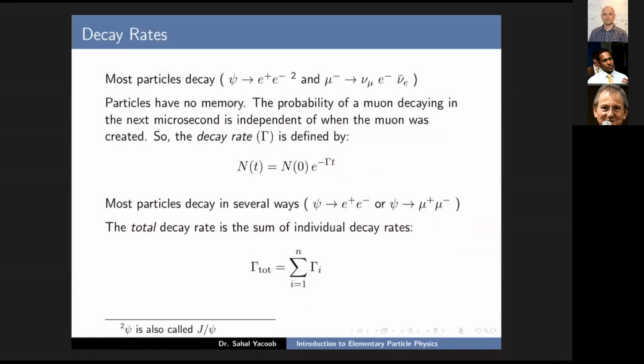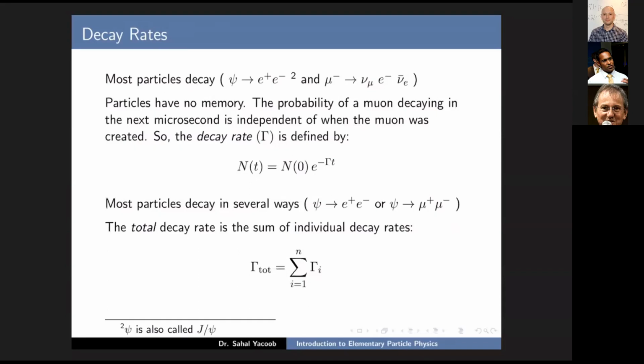Then we have to talk about decay rates. So most particles decay. There are many particles which exist, and by particles, generally I mean bound states in this case. The only stable particles that we have in the universe are the electron, the photon, and the proton. And of course, when I say electron, I'm including the positron as well. There are a slew of other particles. A lot of them are bound states of quarks.